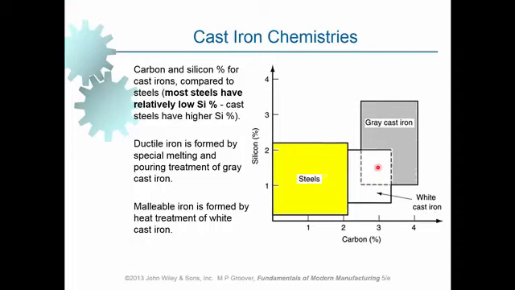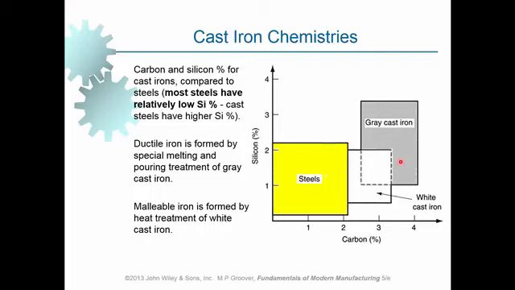And in this slide here, we can see two different types of cast irons. Those are white cast iron, which has a smaller amount of silicon and also carbon, and gray cast iron with higher amounts of both of the elements, silicon and carbon. Of course, this one is stronger than white cast iron in terms of hardness.